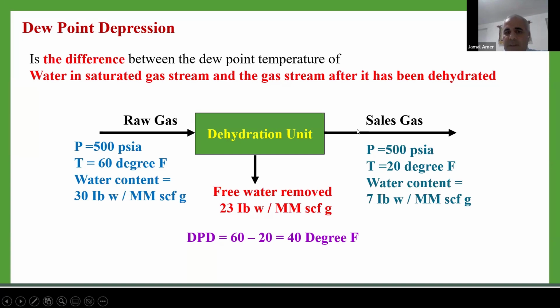So here in the sales gas, what happened? We have the pressure, it's still the same. We have temperature. What happens? The temperature decreased, as we said. That means reduced temperature, and water content is reduced from 30 pounds to 7 pounds. This is what we call water dew point depression. So dew point depression is around 40° Fahrenheit.